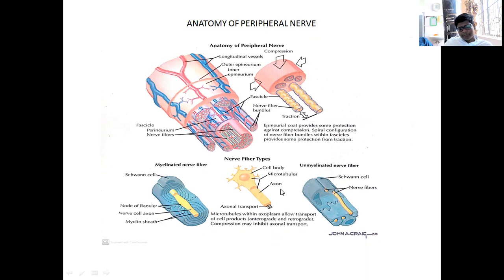And the nerve fiber consists of cell body, microtubules, and axons. And this is the unmyelinated nerve fiber, which is devoid of myelin sheath. This is a Schwann cell and nerve fiber.